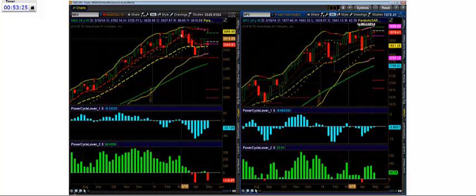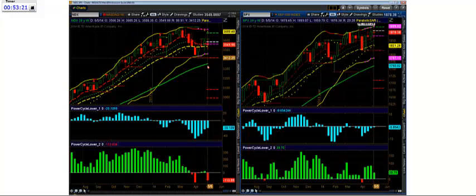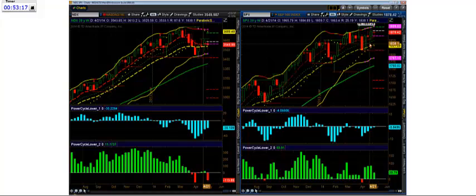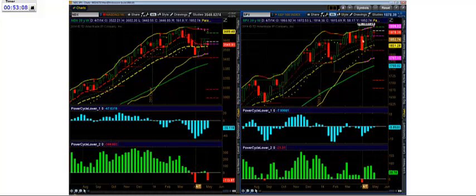Right now, if you look at the NASDAQ, the probability is for this to break actually to the downside. And when you look at the S&P, the probability is that it's still neutral. It's not decided yet, but the higher probability looks like it'll break to the upside. So again, we've got that conflicting, confusing market.